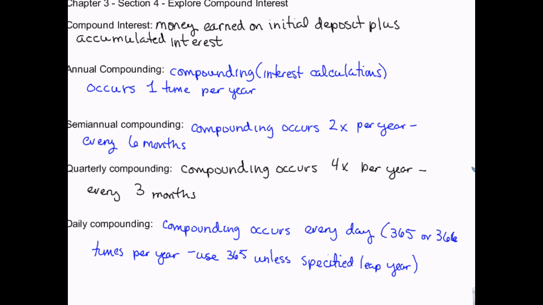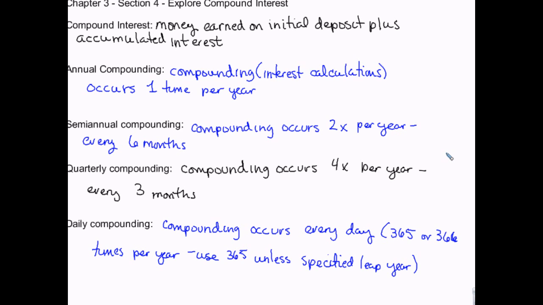So semi-annual compounding occurs 2 times per year, so it's every 6 months. And it's not January, June or something. It's whenever they decide the 6 months are. It's twice a year, but it's a set time twice a year. So if they do it January 1st and say July 1st, or whenever they set it.